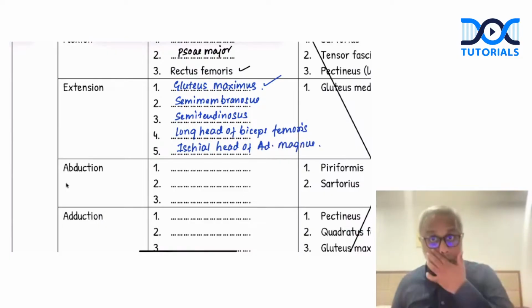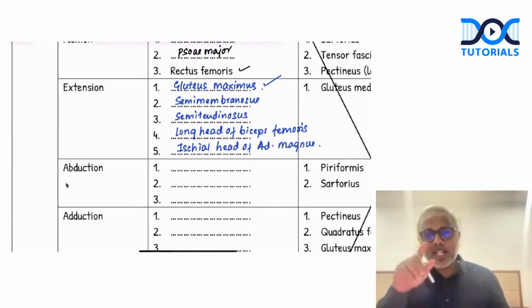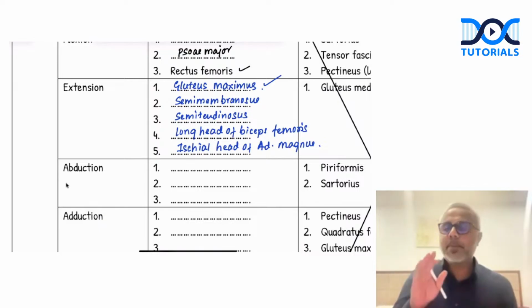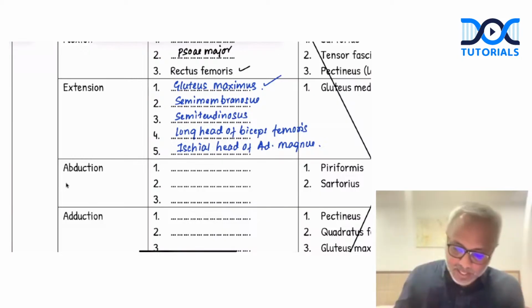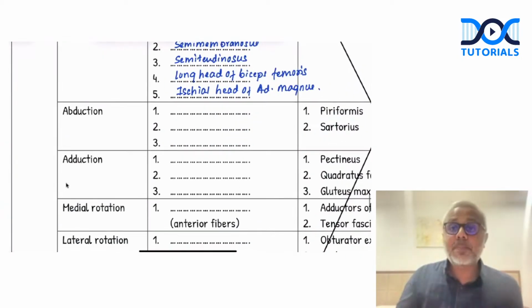Just for the sake of completion, I'm writing it as AD, but never use abbreviations in your exam. Write it completely as adductor magnus. So one chief extensor and four hamstring muscles. Done. What about abduction?